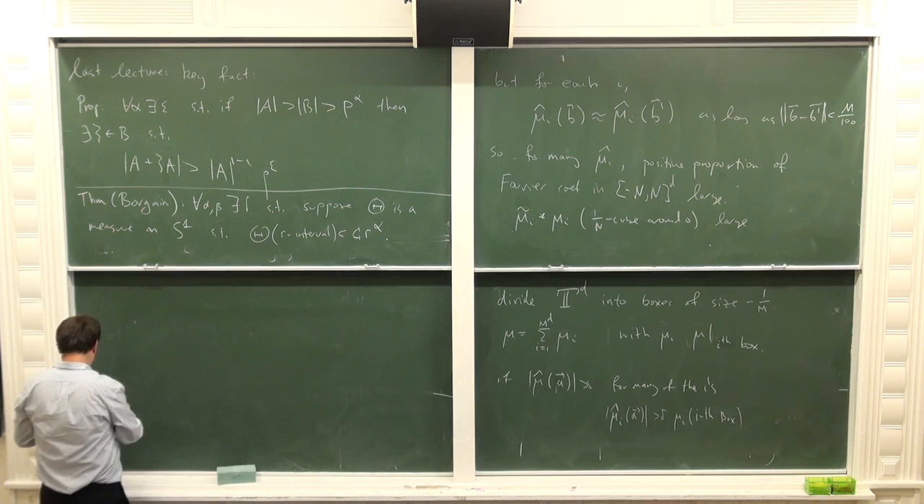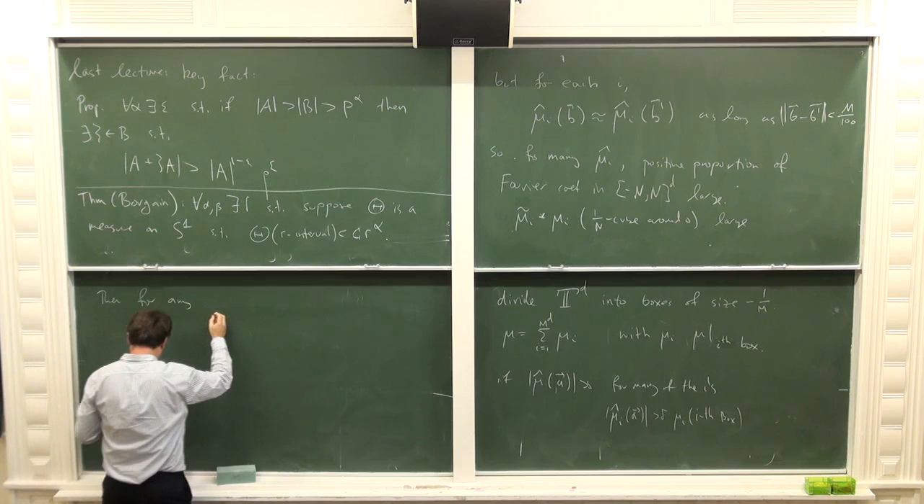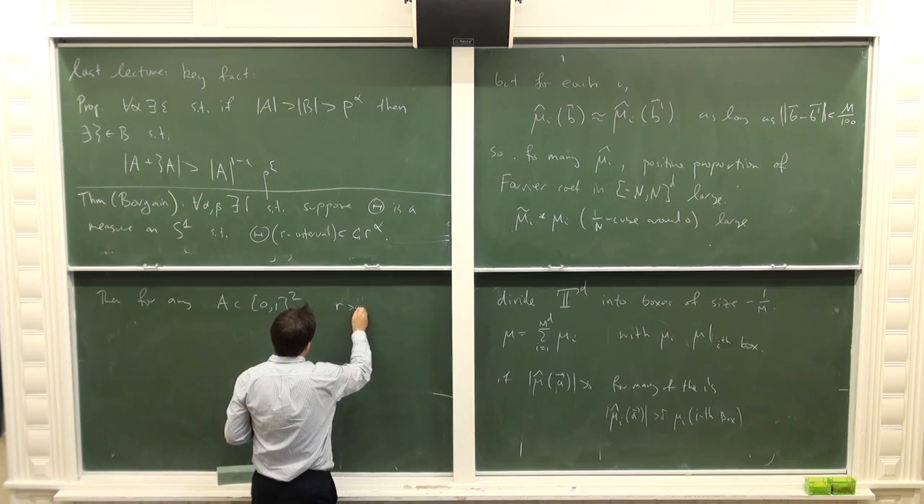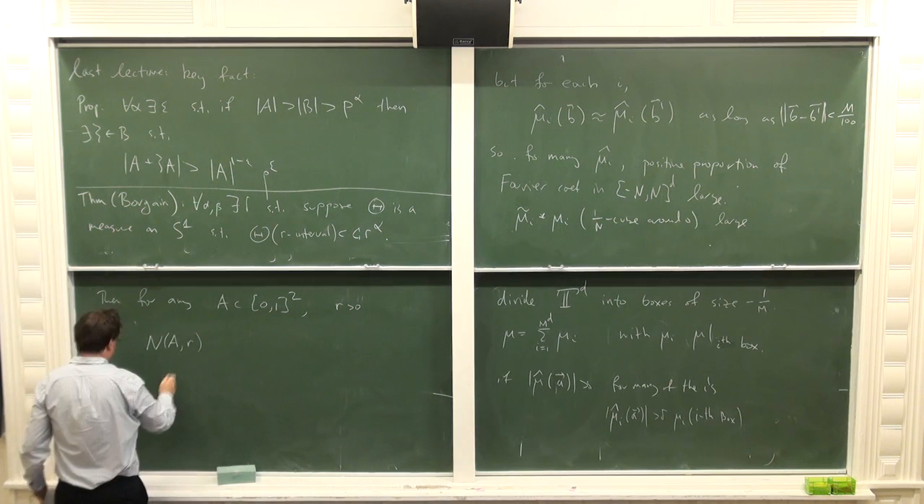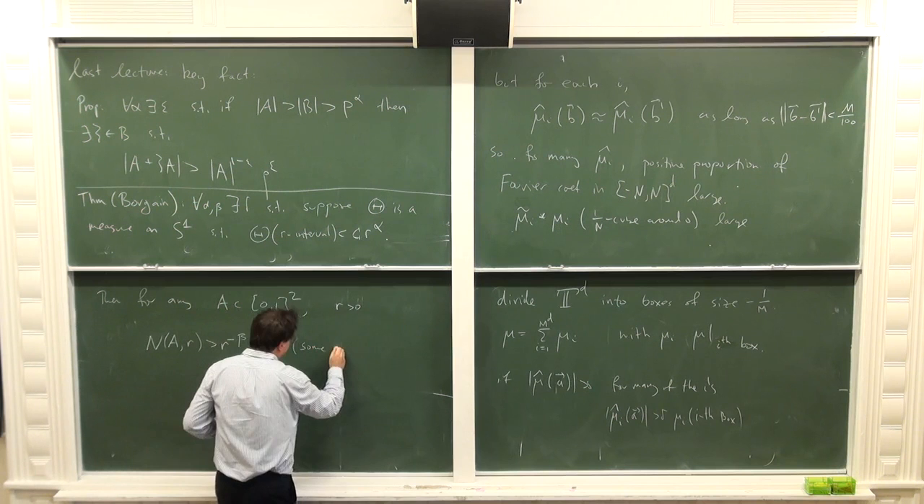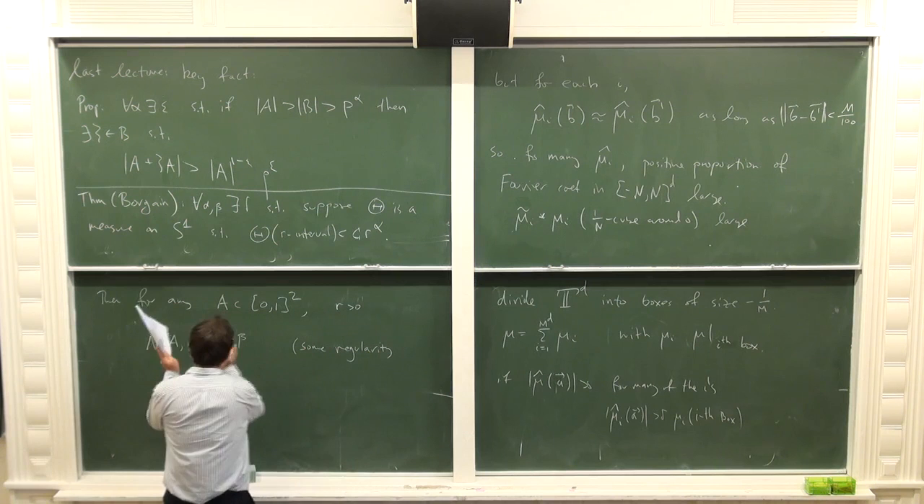Then, for any set A in the unit square, r positive, and suppose somehow the covering number of A by r balls is r to the minus beta, with some regularity assumption on A which I'm suppressing, but it is essential. I don't want A to be a very small cube or something. Some regularity assumption on A.